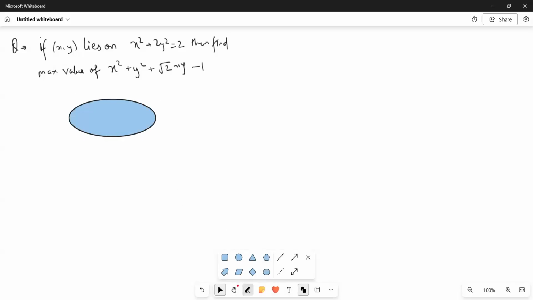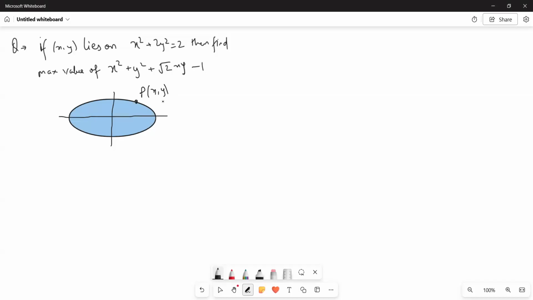How do we solve the question? So since (x, y) lies on this, what can we take? Suppose P is any point (x, y) on this. So xy को अपने क्या लिख सकते हैं? What would be x? x would be in the form of root 2 cos theta, y would be in the form of sin theta. A cos theta, B sin theta. तो अब ये जो expression है इसमें ये plug in कर दो.